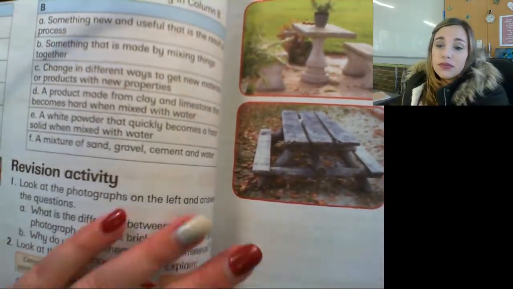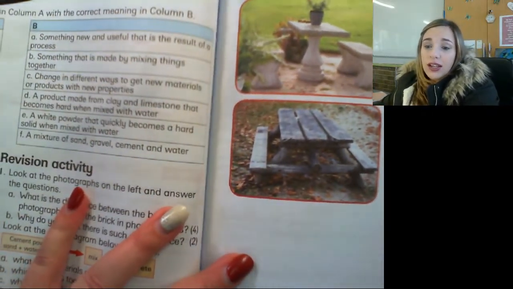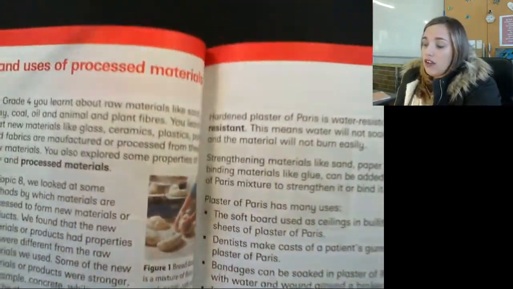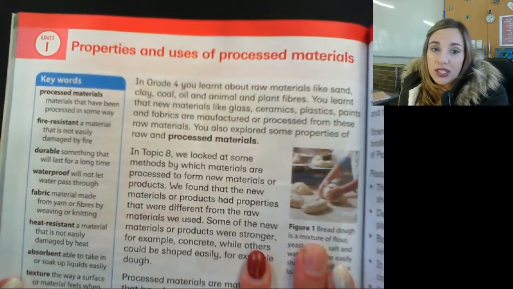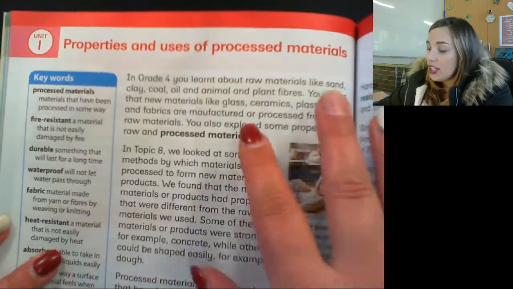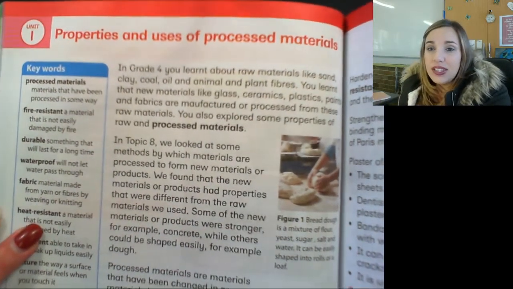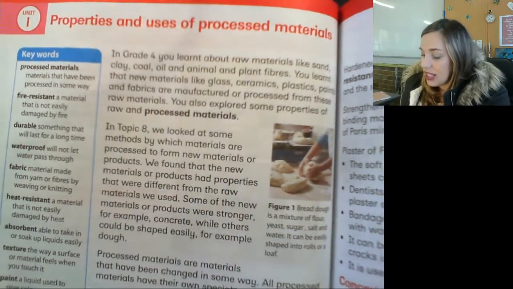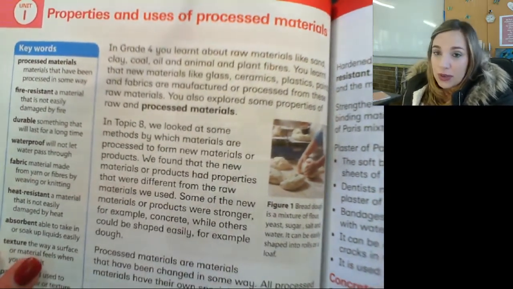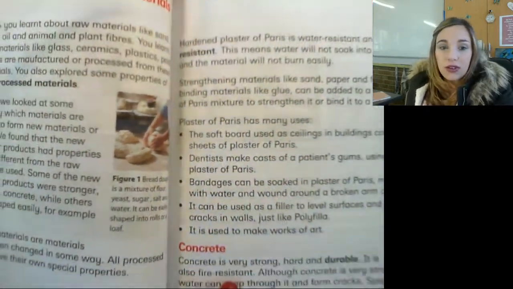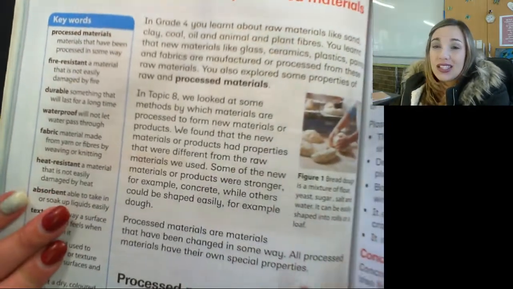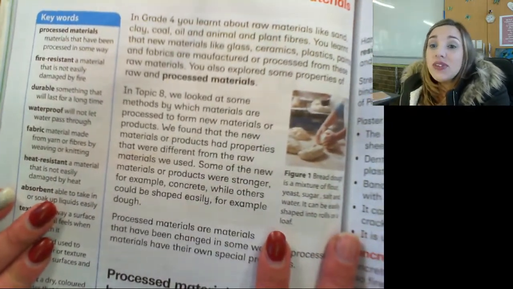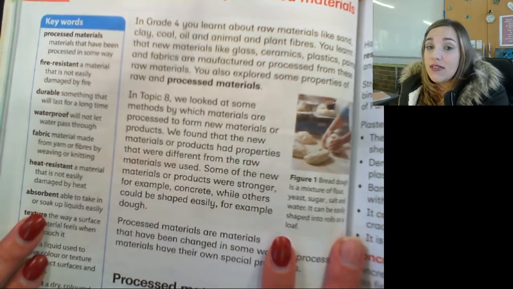Now we are going to carry on and look at the properties and uses of processed materials. For this, you need to actually go through it and see for yourself. Remember we've spoken about plaster of Paris, we've spoken about concrete, but here they lay it out better. So you need to read these pages several times.